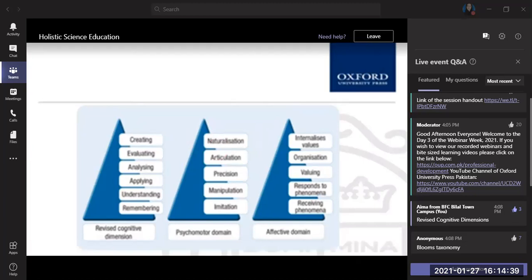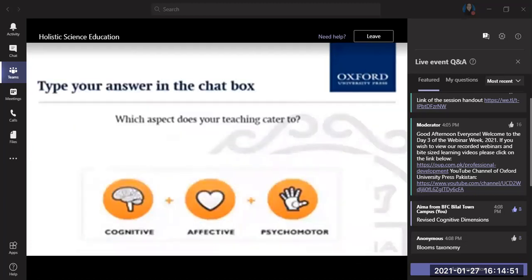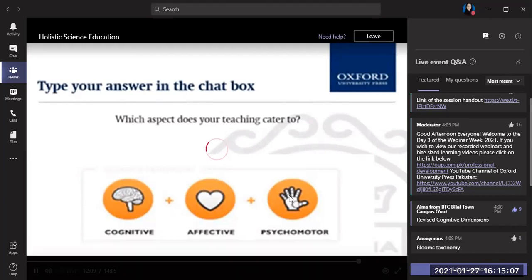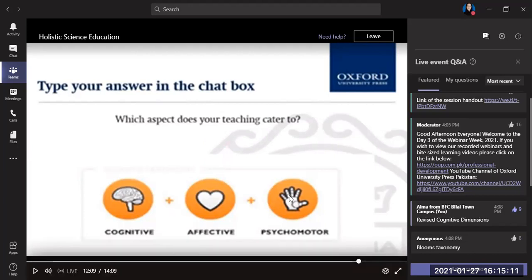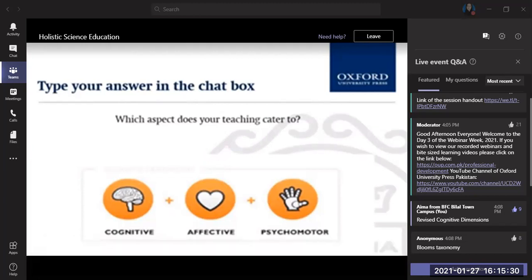So, in all these taxonomies that have been presented to you, the cognitive domain, the psychomotor domain, the affective domain, I just wanted to ask you a simple question: which aspect does your teaching cater to? The cognitive one, the affective one, or the psychomotor one?